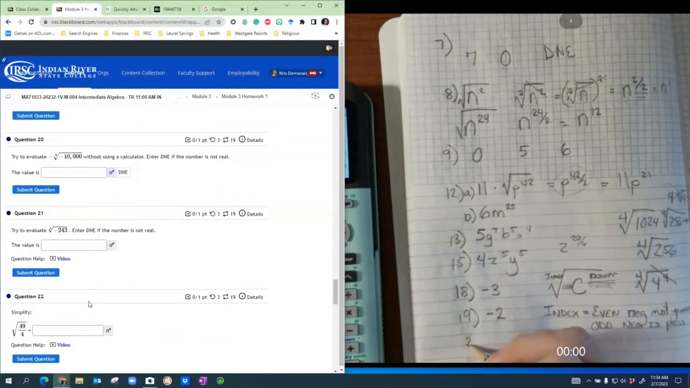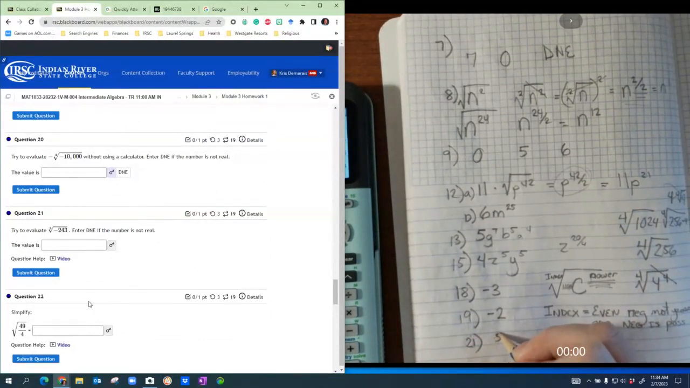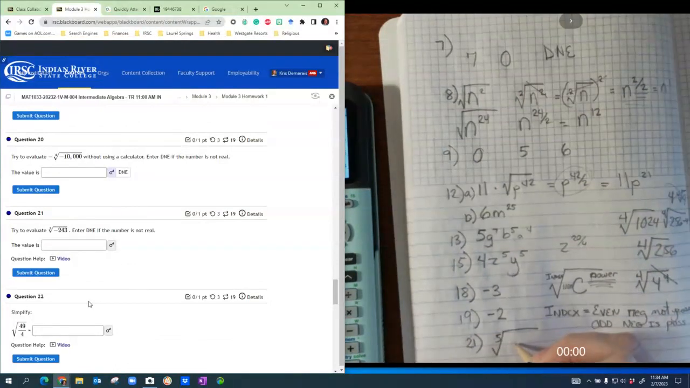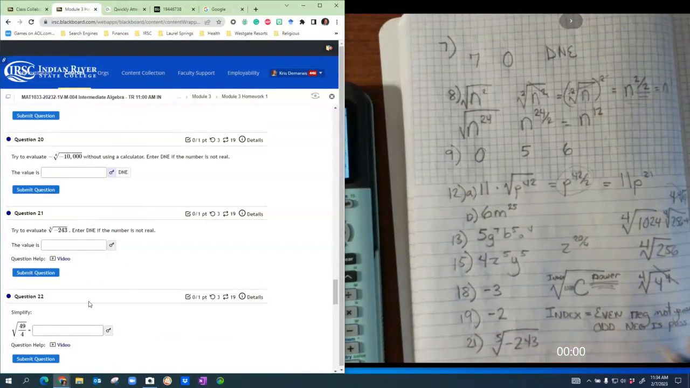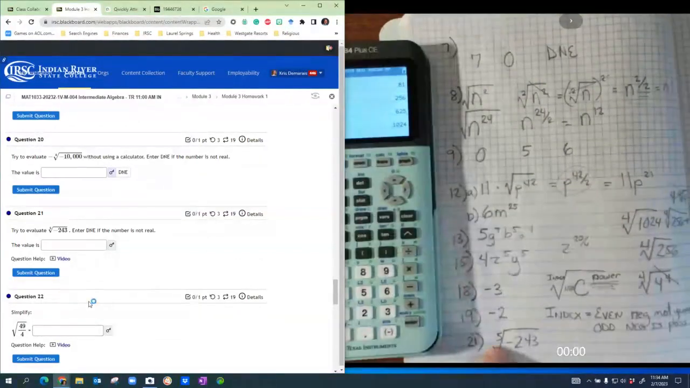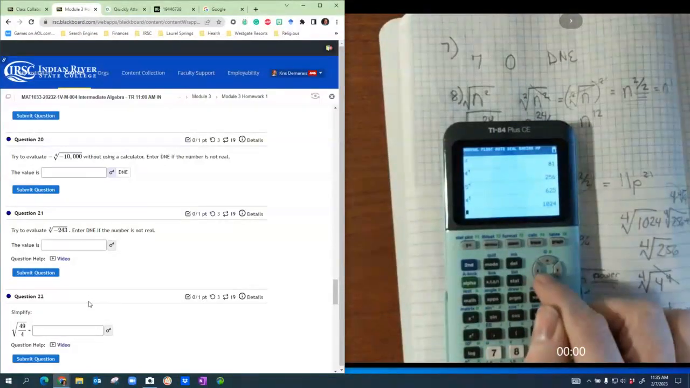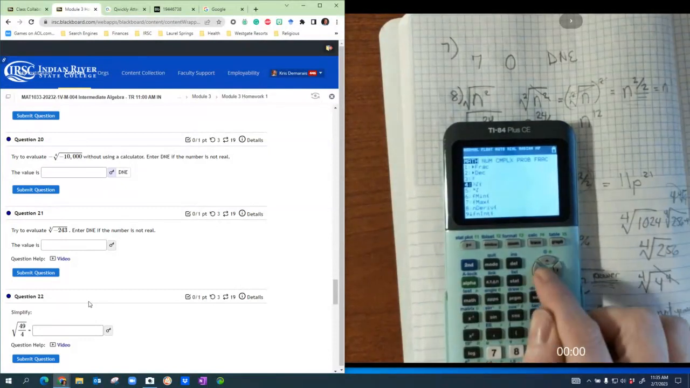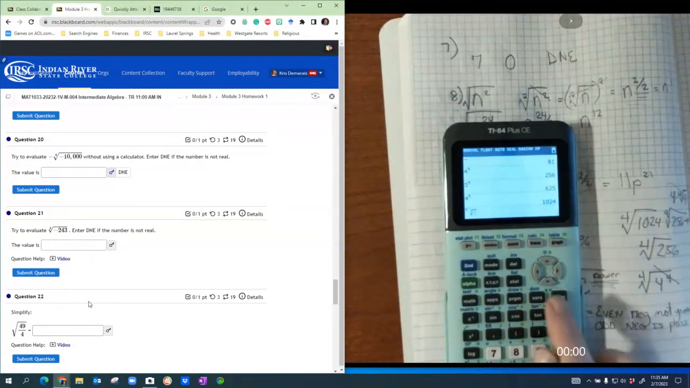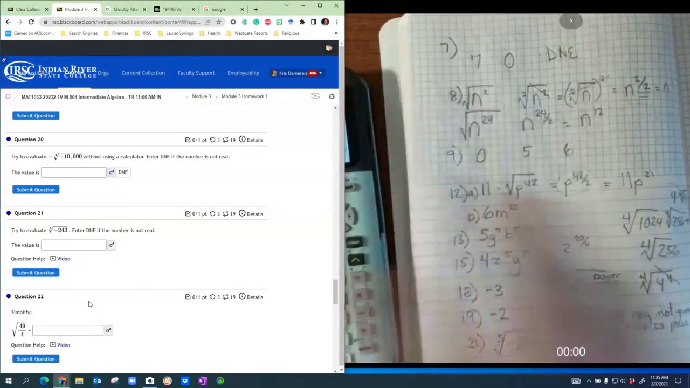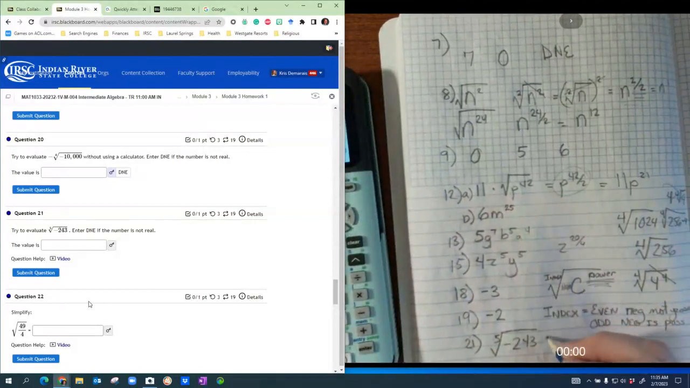Now we're looking at the fifth root of 243. Since that is odd, we can take the value. We look at a calculator and take the value of the fifth root. So we have the 5 as our index, and then we have 243, and we get the value of negative 3.